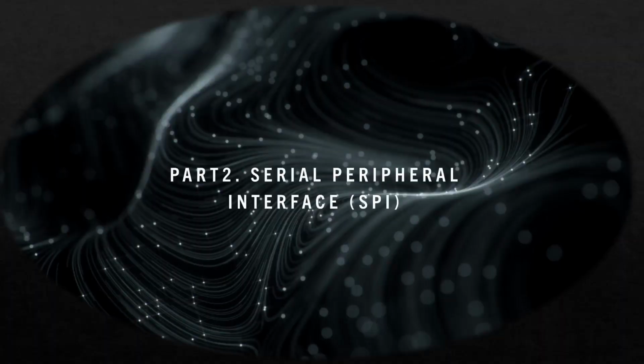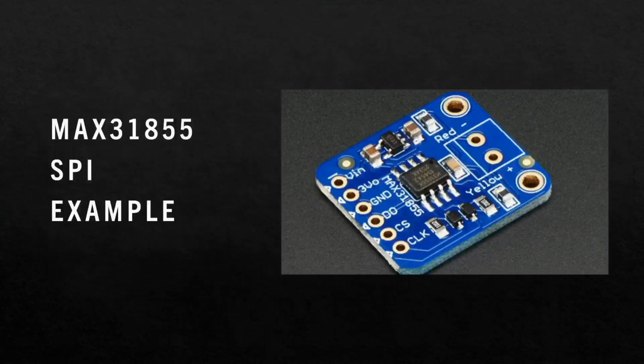Welcome back to our journey through the world of embedded systems and SPI. In this part, we'll be exploring an example by looking at the Max31855 temperature sensor. First, we'll discuss the datasheet. Later, we'll be using the digital oscilloscope to decode the data on the SPI bus.